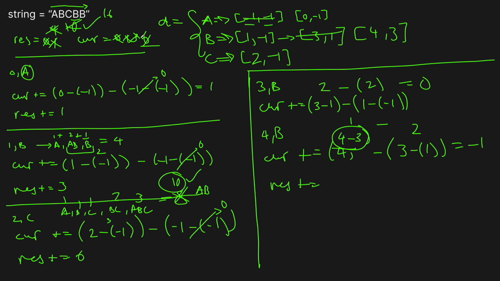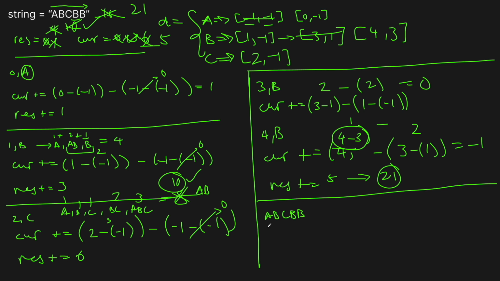So current now becomes 5. And we're going to add to our result a 5. So we would get 21 here, which is actually going to be our final result. Now, let's do one final sanity check because this is a little bit complicated and you may not believe me that this works. So our string is A, B, C, B, B.